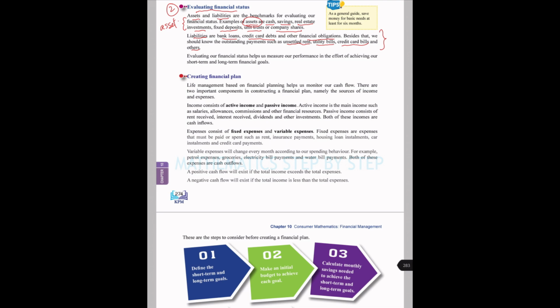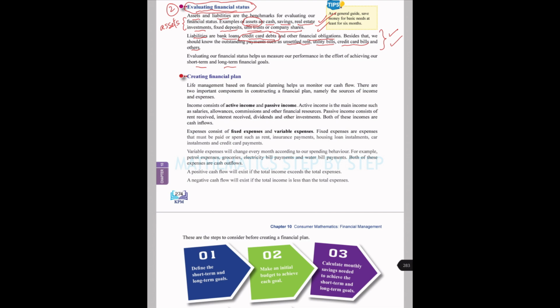Okay, so evaluating our financial status helps us measure our performance in the effort of achieving our short-term and long-term financial goals. Okay, so whenever we want to do the planning for financial management, the second step is to evaluate our financial status. Okay, we want to see how much assets we have, then how much liabilities we have. For example, if we are having a lot of credit card debts, it is hard for us to buy a real estate. So we have to evaluate financial status. So this is the second step.